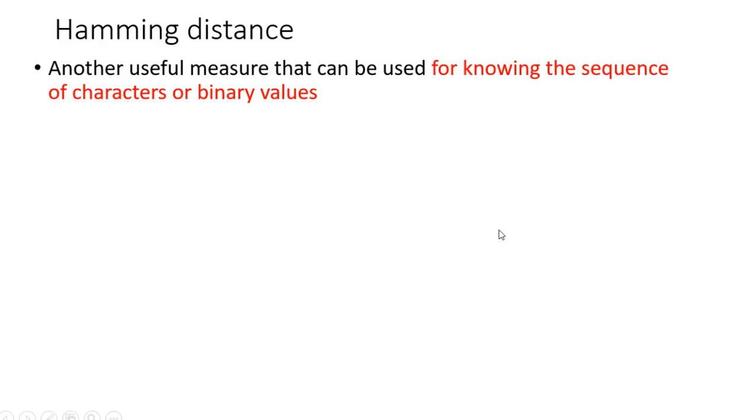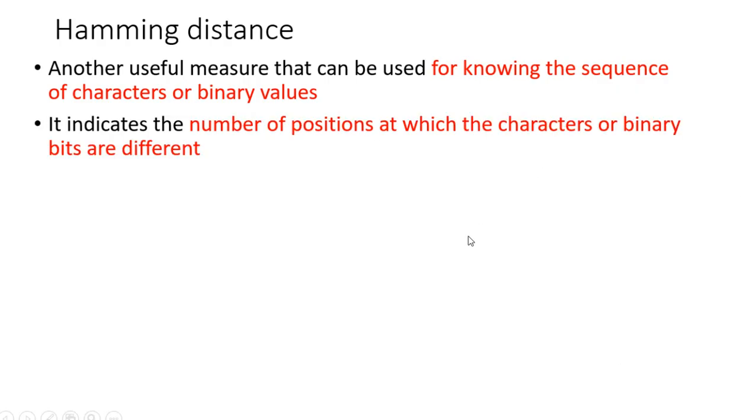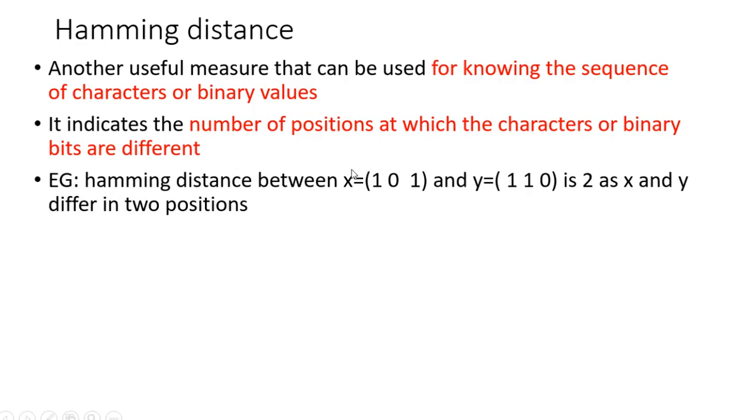One more is Hamming distance. This is also a very commonly used distance metric. Normally we use it where we want to compare sequences of characters or binary values, right? Basically, Hamming distance indicates the number of positions at which the characters or binary digits are different. Let's take this example. I have two data points x and y. What is the Hamming distance between these two? We just compare each bit. How many bits are different? That would be the Hamming distance.